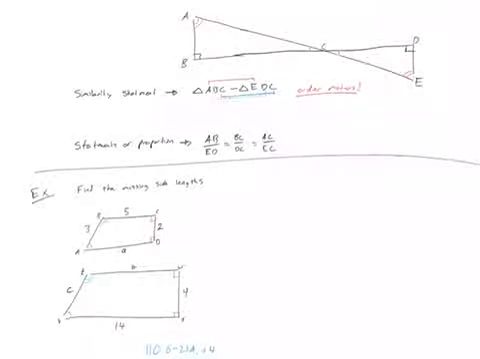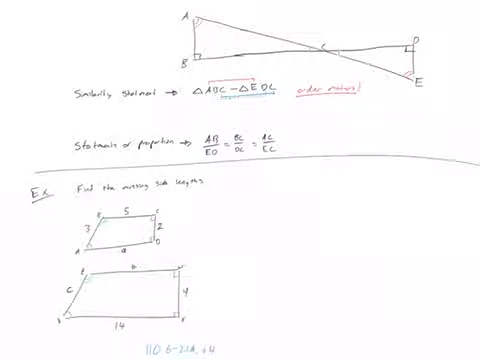A statement of proportion, you can actually get three different statements of proportion out of this one here. This is just saying AB, this length, over this length, ED, would be the same as saying BC, this length, divided by this length, DC. And this length, AC, divided by this length, EC, would also give you the same ratio.